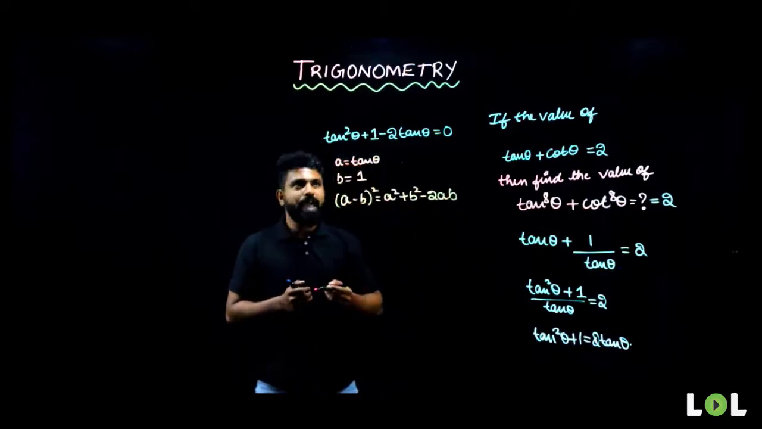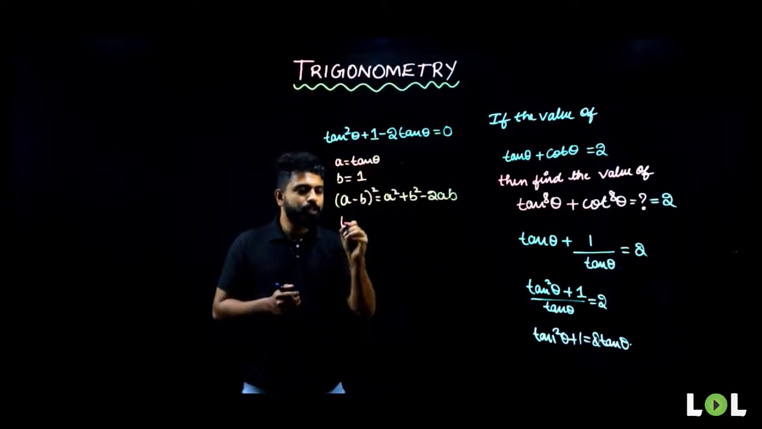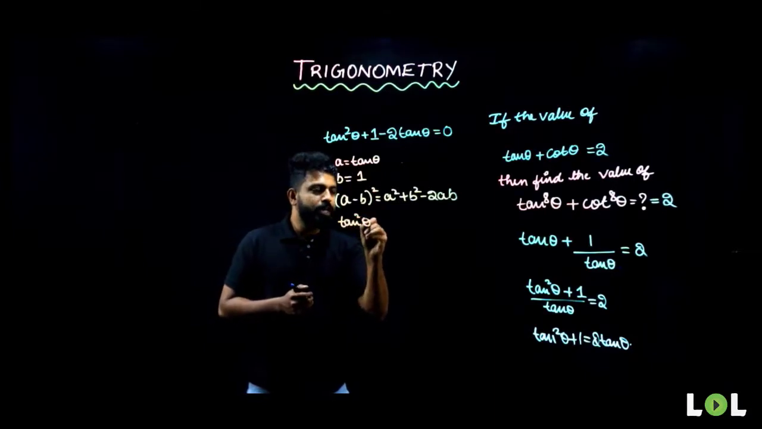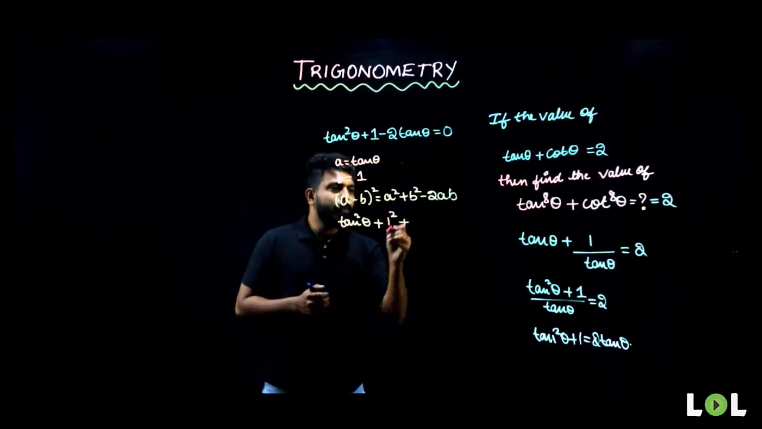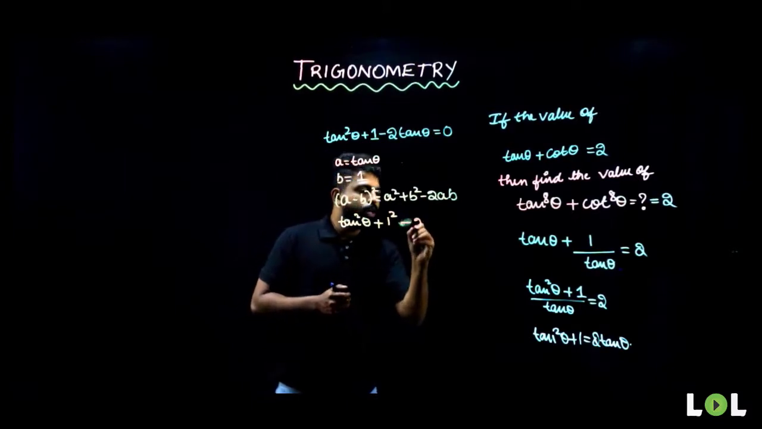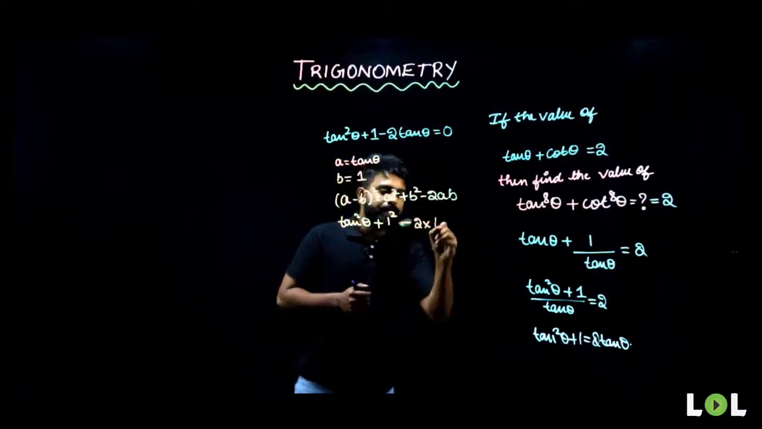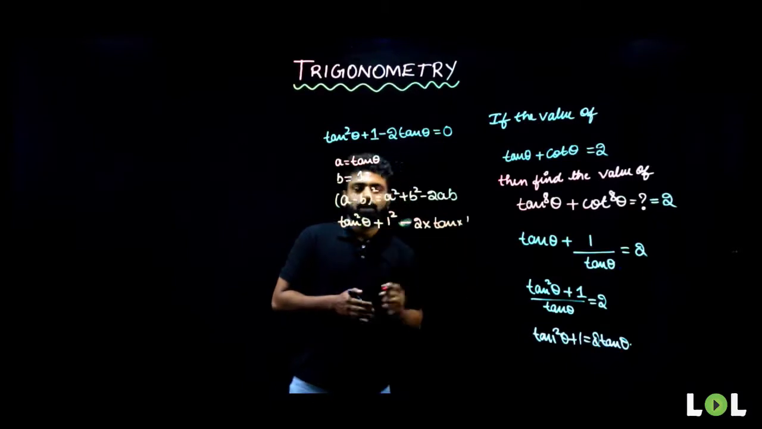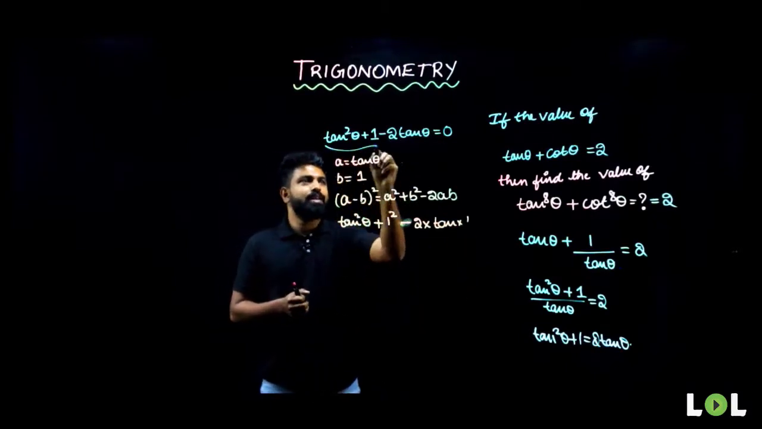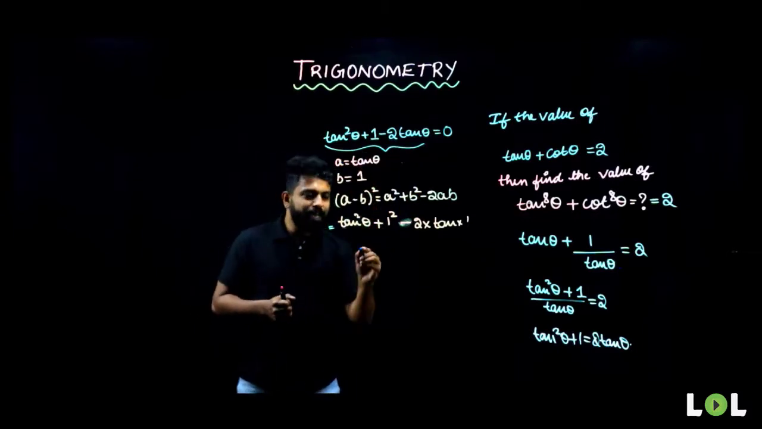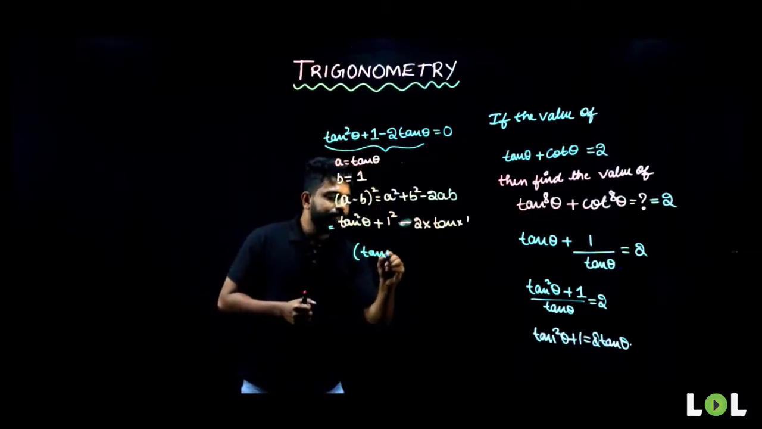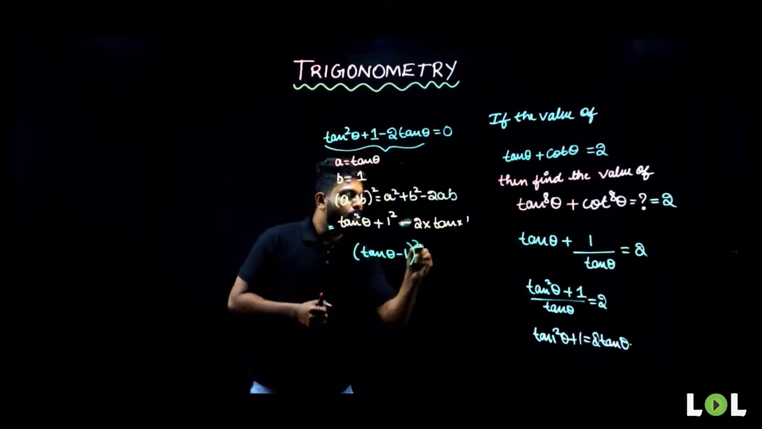So what is the value of a here? A is nothing but tan theta. So it will be tan square theta plus what is the value of b? B is 1. So 1 square plus, minus, it is minus 2ab. 2 into what is the value of a? Tan theta. And what is the value of b? Into 1. Look at this. We have the same thing here. So it's of the form a minus b the whole square. So how can I write it? I can write it as tan theta minus 1 the whole square will be equal to 0.